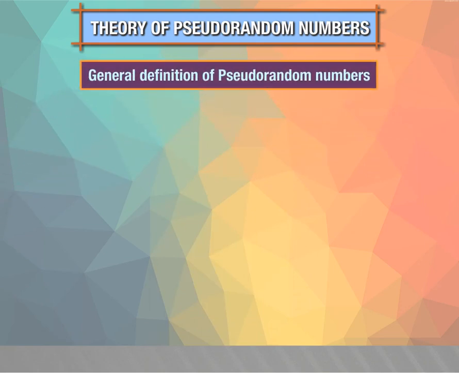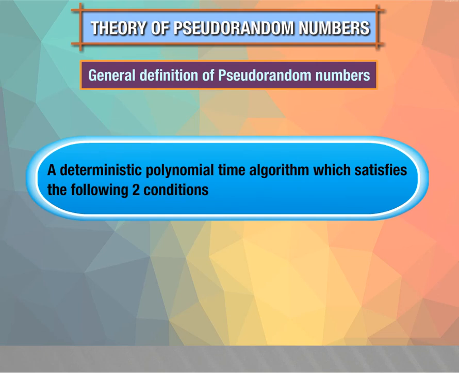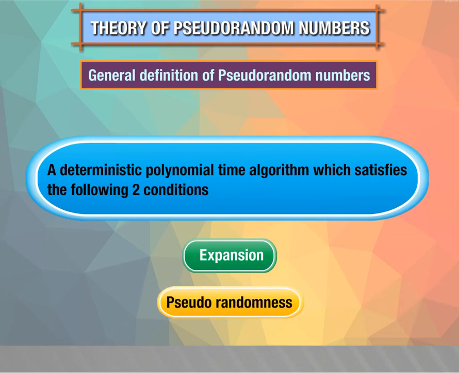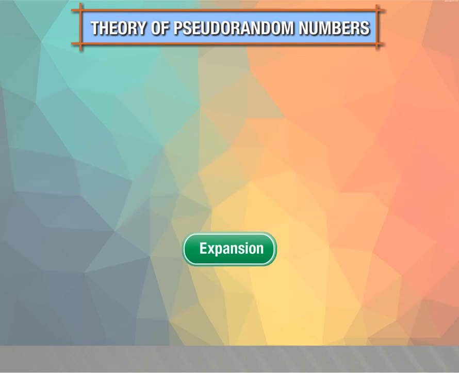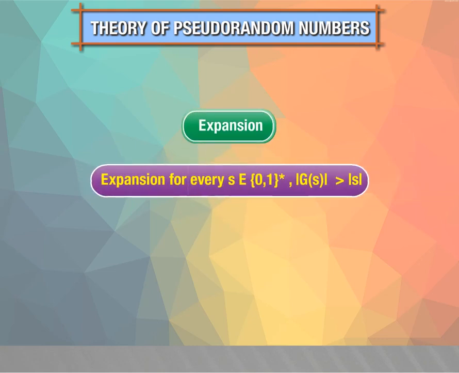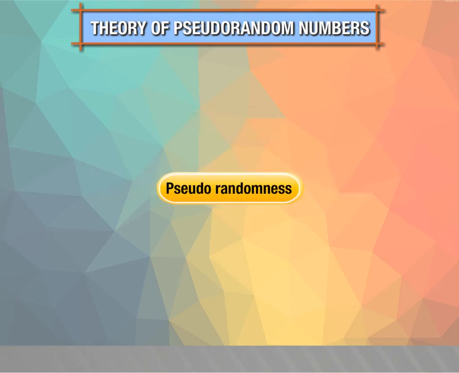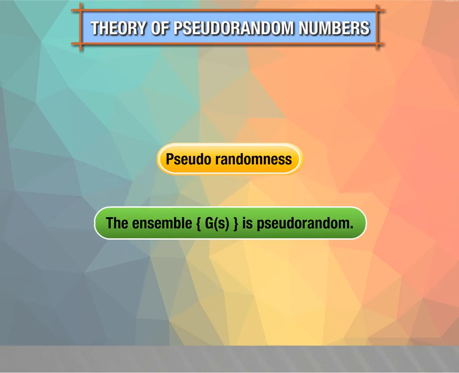General definition of pseudo-random generators: a deterministic polynomial time algorithm G which satisfies the following two conditions: expansion and pseudo-randomness. Expansion: for every s in {0,1}*, the length of G(s) is greater than the length of s. Pseudo-randomness: the ensemble G(s) is pseudo-random.